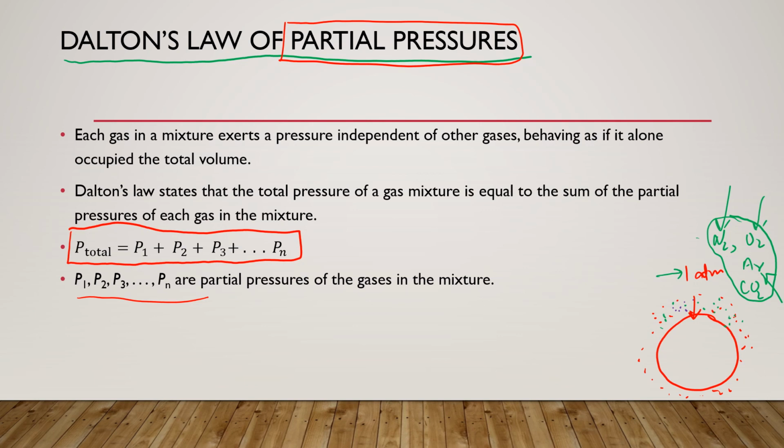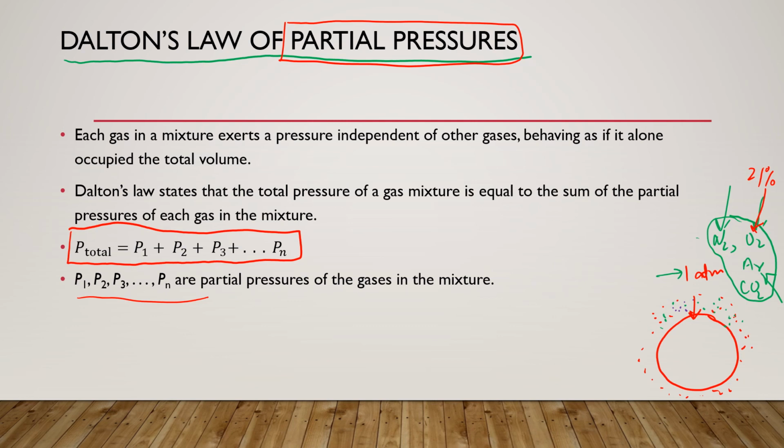Dalton's law can also be used to calculate the partial pressure of any gas as long as the percentage of that gas in the mixture is known. For example, we know that the percentage of oxygen in air is about 21%.